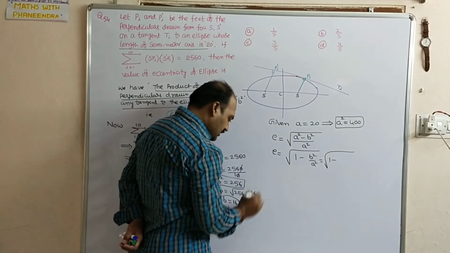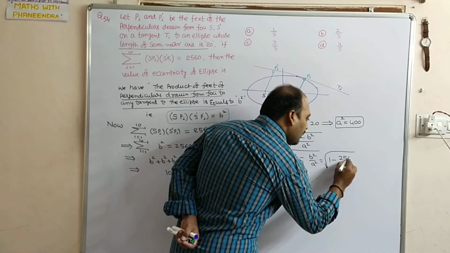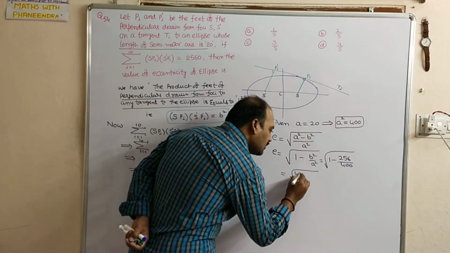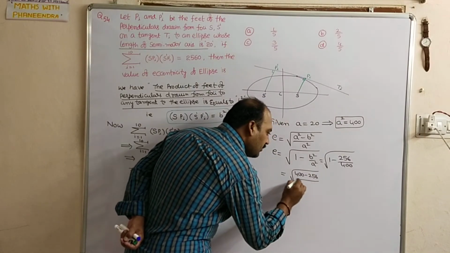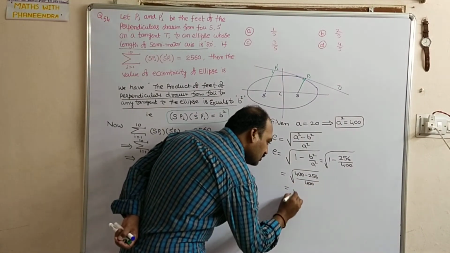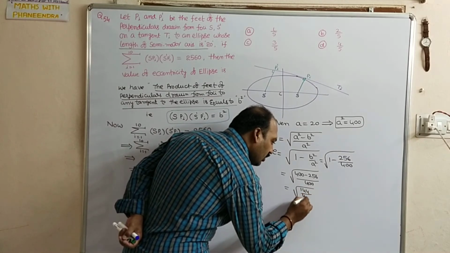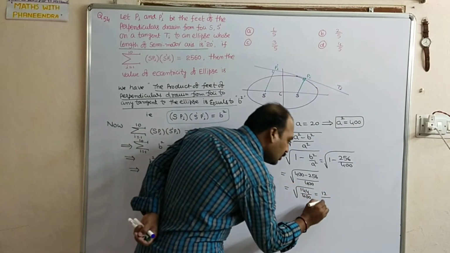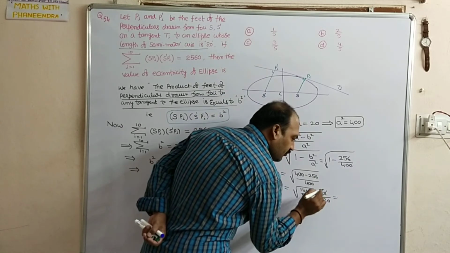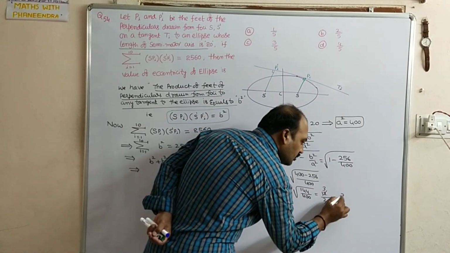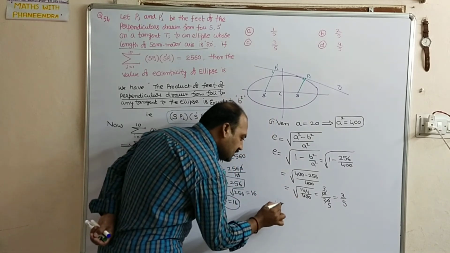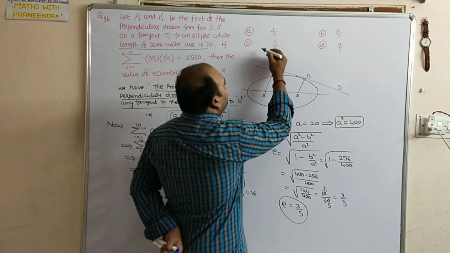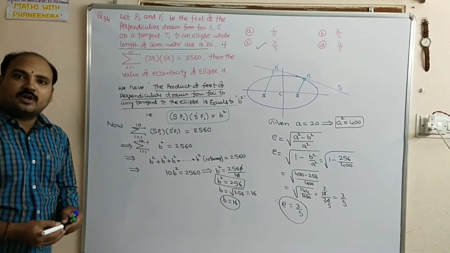1 minus b square, that is 256, divided by 400. So it is equal to square root of (400 minus 256) divided by 400, which is equal to square root of 144 divided by 400, which is equal to root 144 is 12 divided by root 400 is 20. So again simplifying, 4 3s are 12, 4 5s are 20, so 3 by 5. Therefore the eccentricity E is equal to 3 by 5, which is there in the third option. We will move to the next question.